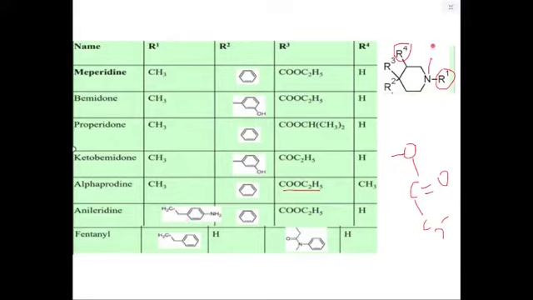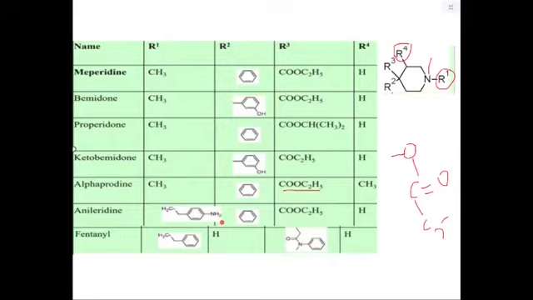So it will be here CH2, phenyl ring, and an amino group. So that is the difference there. This position, we still have the benzene ring. Here we still have the normal ester, just like in meperidine, and the hydrogen. So the only difference is the substituent at position number one of the piperidine ring.